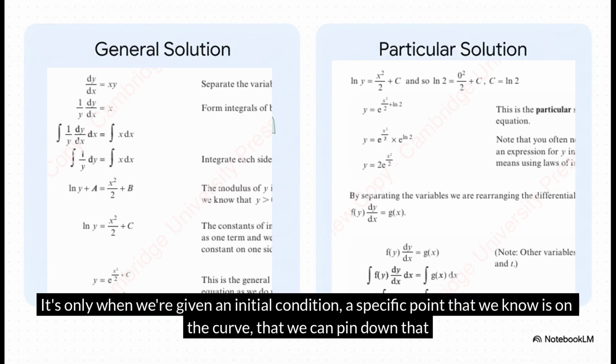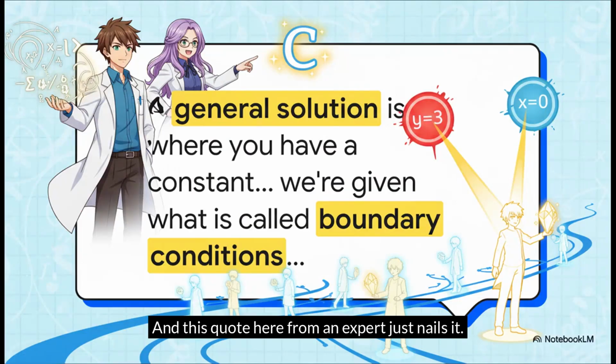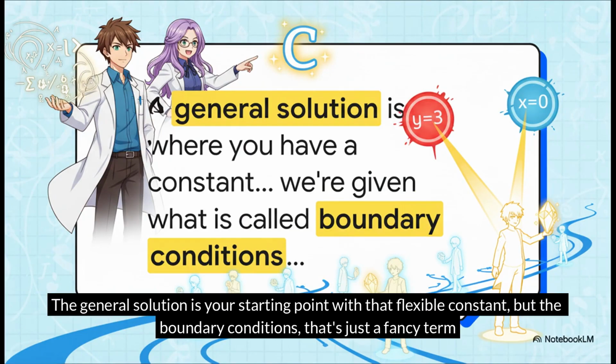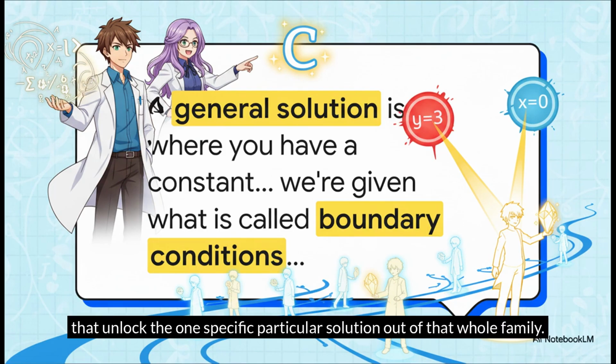It's only when we're given an initial condition, a specific point that we know is on the curve, that we can pin down that constant and find the one single particular solution. And this quote here from an expert just nails it. The general solution is your starting point with that flexible constant. But the boundary conditions, that's just a fancy term for those starting values they give you, those are the keys that unlock the one specific particular solution out of that whole family.